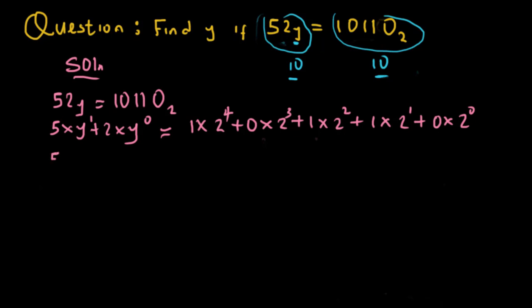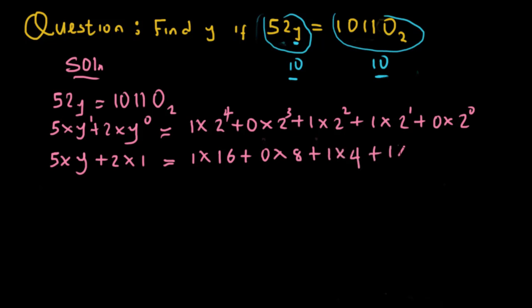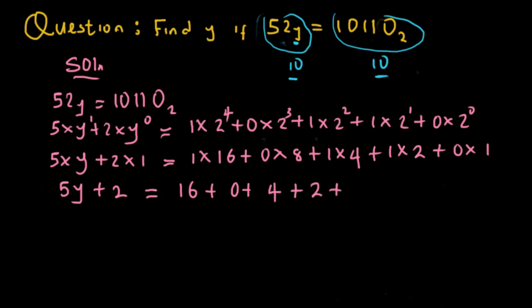Now can we solve? So we have 5 times y raised to power 1 is y, plus 2 times y raised to power 0 is 1, because anything raised to power 0 is 1, equals 1 times 2 raised to power 4, which is 2 times 2 times 2 times 2, that gives us 16, plus 0 times 2 raised to power 3, which is 8, plus 1 times 2 raised to power 2, which is 4, plus 1 times 2 raised to power 1 is 2, plus 0 times 2 raised to power 0 is 1. So we have 5 times y is 5y, plus 2 times 1 is 2, equals 1 times 16 is 16, 0 times 8 is 0, 1 times 4 is 4, 1 times 2 is 2, 0 times 1 is 0. Do you understand? So we have 5y plus 2 equals 16 plus 0 is 16, plus 4 is 20, plus 2 is 22, plus 0 is 22.